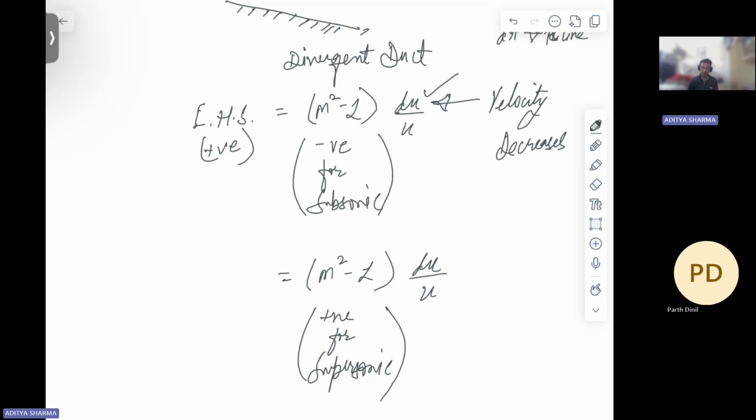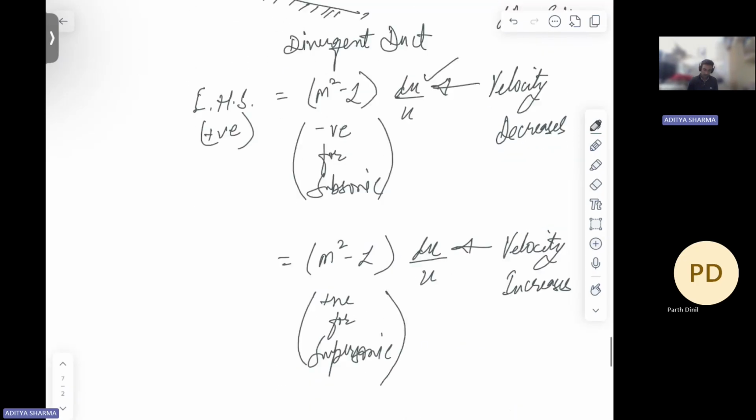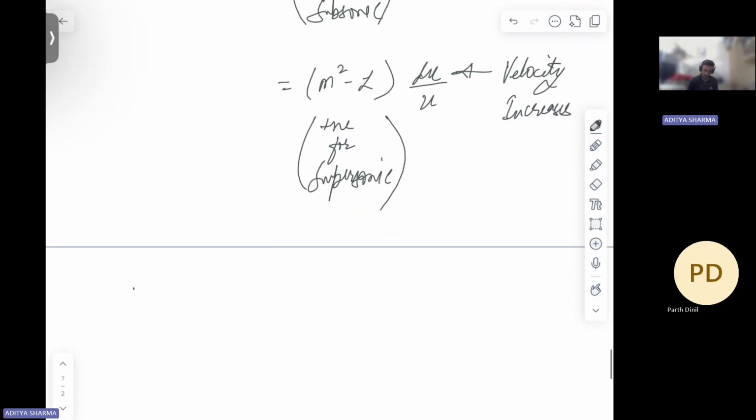Because the left hand side is positive, dA will also be positive. dU is positive, it means final will be higher than initial. Final will be higher, it means your velocity increases. So if your duct is divergent and your flow is supersonic, in that case, your velocity is going to increase. Okay. So this is about your divergent duct.